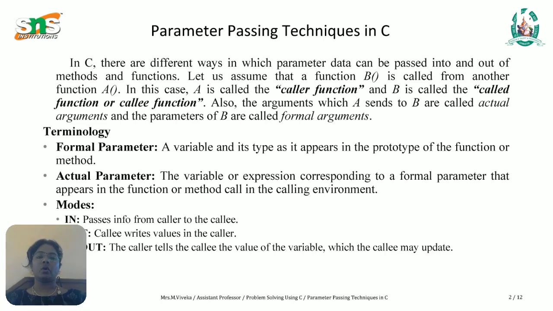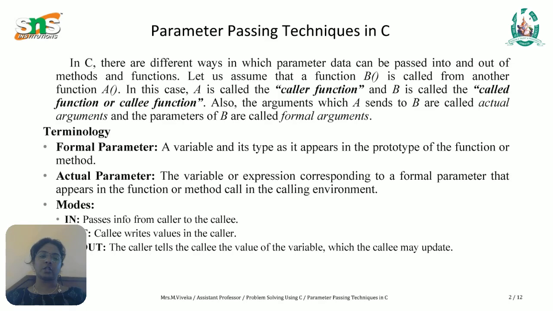So let us assume that the function b is called from another function a. So a is the caller function and b is the called function. The original function which we are calling from is the caller function, and the function which is inside is the called function. The arguments a sends to b are the actual arguments, and the parameters of b are the formal arguments.